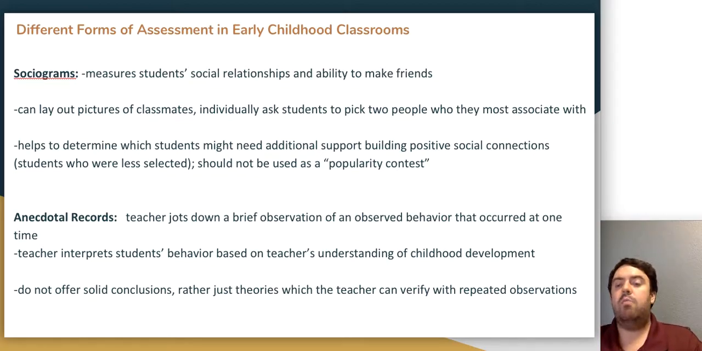Another type of assessment would be sociograms. This would be where a teacher provides students with different pictures of classmates, and students indicate which two students they get along with the most and they have a positive relationship with. And this is obviously not that academic based. It's more of just helping assess students' social abilities. And the main thing is just to help students who maybe are struggling to develop positive relationships with their peers.